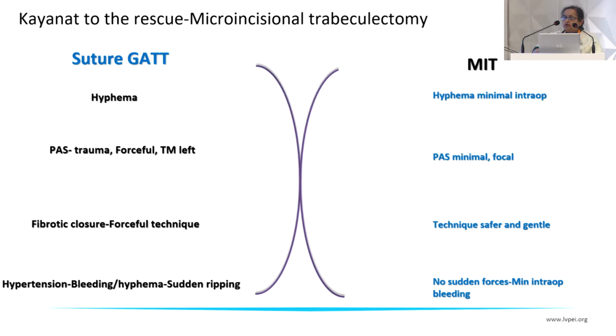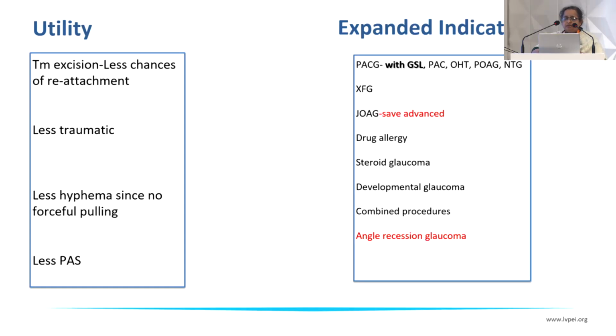The fibrotic closure, or what Dr. Vinay has described as a hypertrophic scar on AIOS, again, the amount of scar that we see is very minimal. And because there is no sudden forceful ripping away of the TM, you don't see that gush of bleed that you would normally see with GAT when you're ripping off the TM in all the 360 degrees. Because we are excising the TM, the chances of reattachment are very less with this procedure.